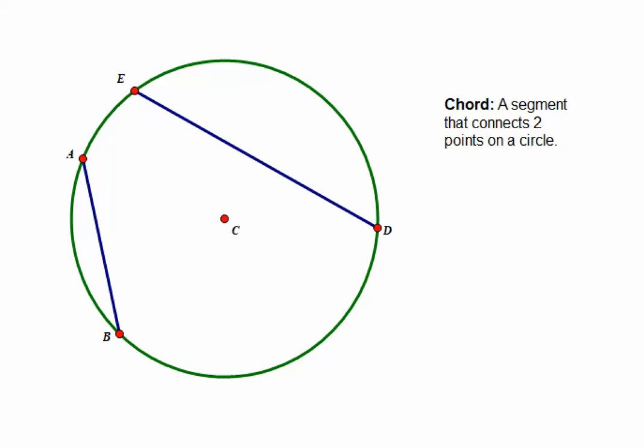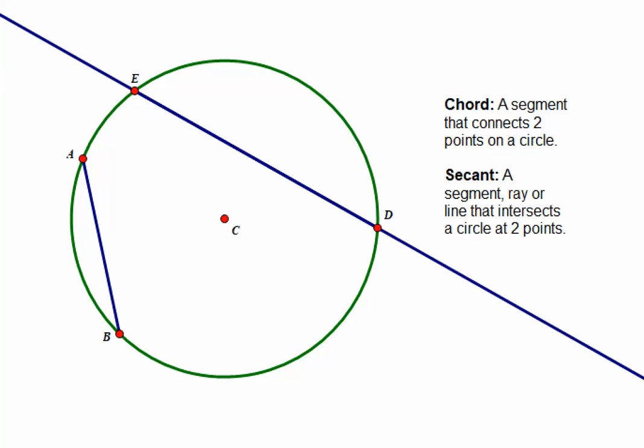Chords are always segments. That means they have a beginning and the end that are on the circle. However, I could take that chord and extend it and make it a line. When a chord is made longer and extends outside the circle, it's called a secant. A secant is a segment, ray, or line that intersects a circle at 2 points. So line ED is a secant. So is ray AB.